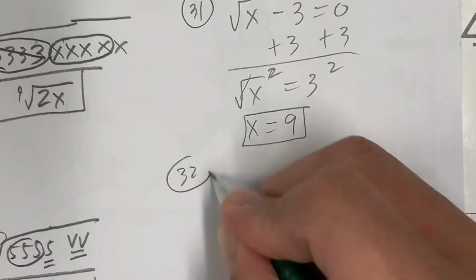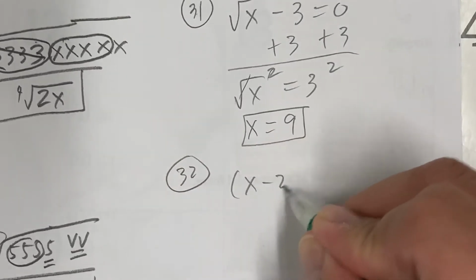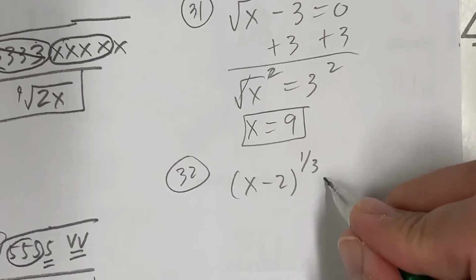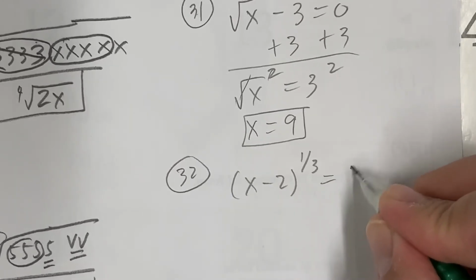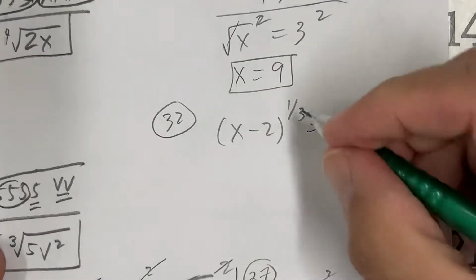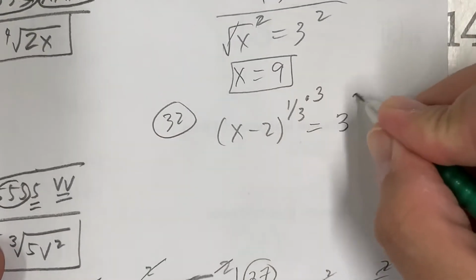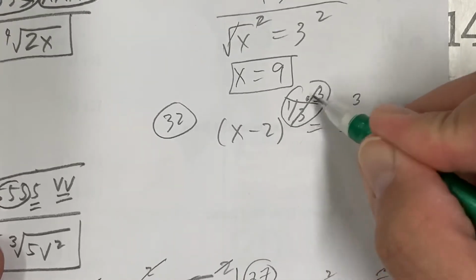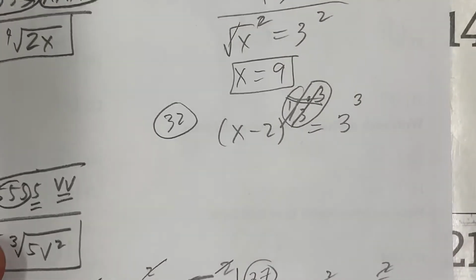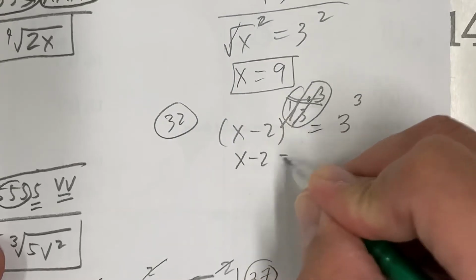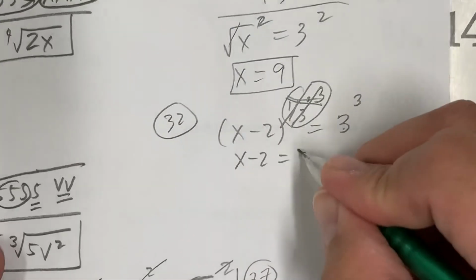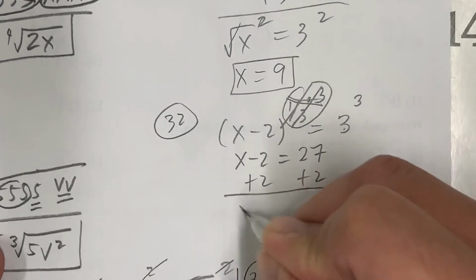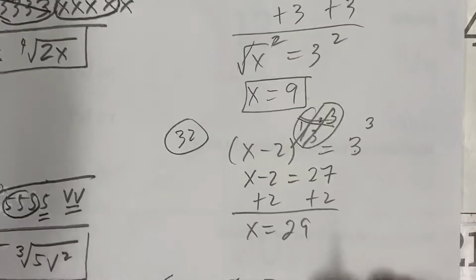Another example, 32, is x minus 2 to the 1/3 is equal to, let's say, 3. What I do here is multiply this by the third power, and this by the third power. So the 1/3 and 3 will be omitted because that will just be equal to 1. What's left is x minus 2 is equal to, what's 3 to the third power? It's going to give you 27. Plus 2 there, plus 2 there. The answer is x equal to 29.